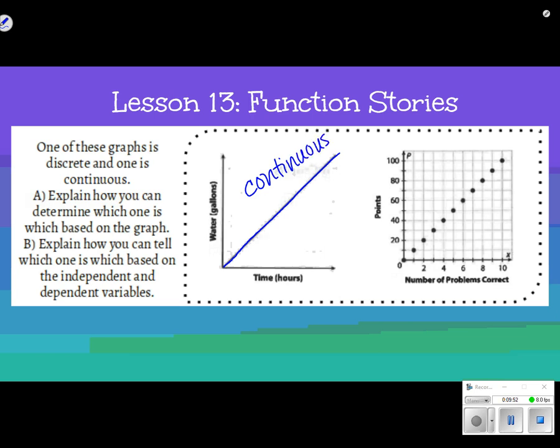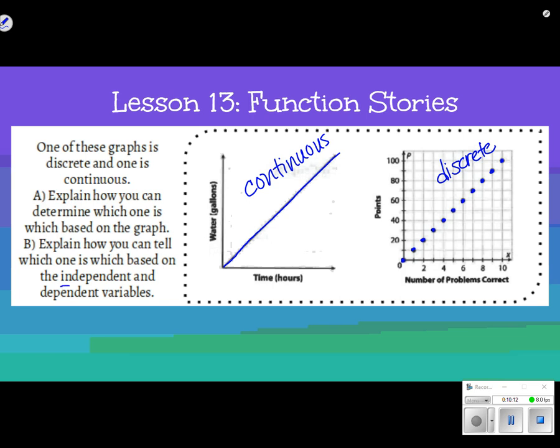And then the one that's made up of the points, and there's even a point here, that are disjoint, not connected, this is discrete. Okay, but sometimes you don't have a graph. Sometimes you just have the wording of a situation. So let's look at the variables.